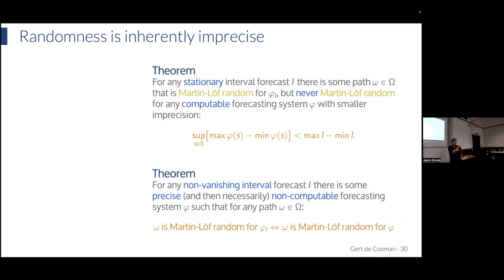The second result is that take any interval, then there is always a non-computable forecasting system. So it doesn't apply to the previous result, because that is only about computable forecasting systems. But there is a non-computable forecasting system such that the randomness of omega for the interval is equivalent to the randomness for the precise but not computable one. So this imprecision doesn't seem to stem from the non-computability of the forecasting system. You can describe imprecise randomness with precise forecasting systems, but then they must necessarily be uncomputable, so forever unreachable by anything that humans do.